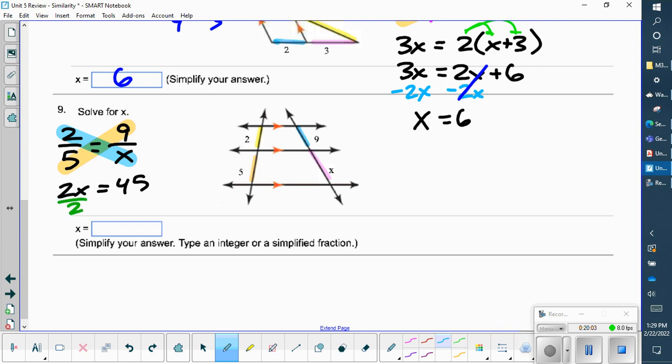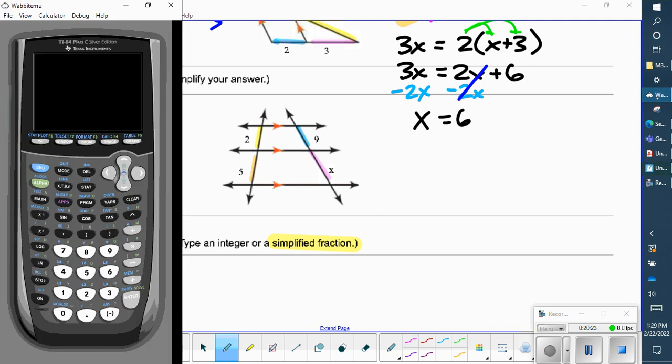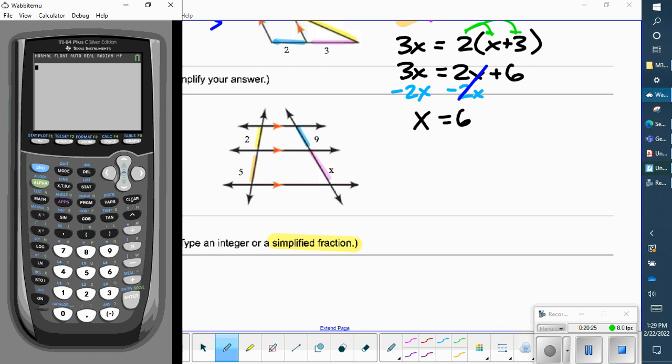Divided by 2. Now, I don't really like that this says type your answer as a simplified fraction, so be careful here. That's my simplified fraction. 45 divided by 2. If they ask for a decimal, okay, then obviously I would type into a calculator and I would get 45 divided by 2. It makes a nice clean decimal, 22.5.